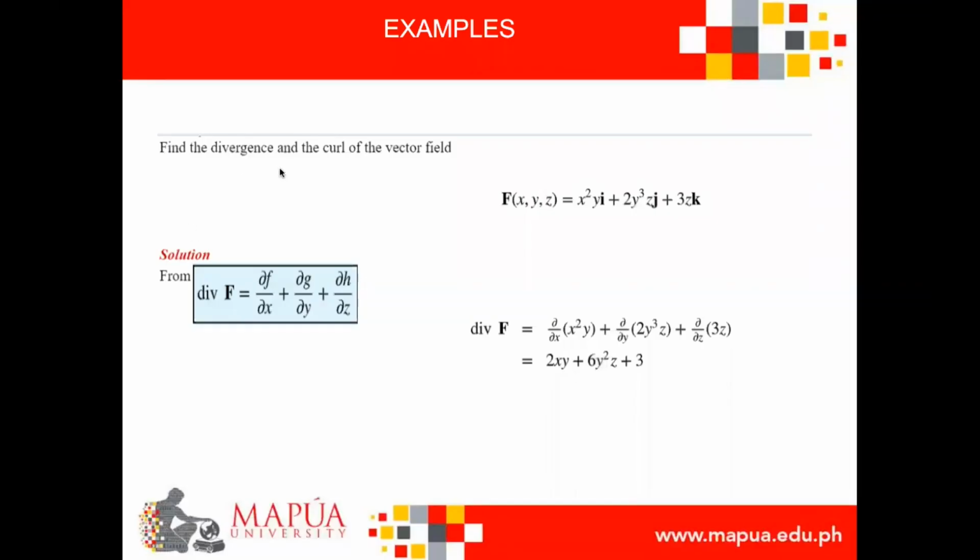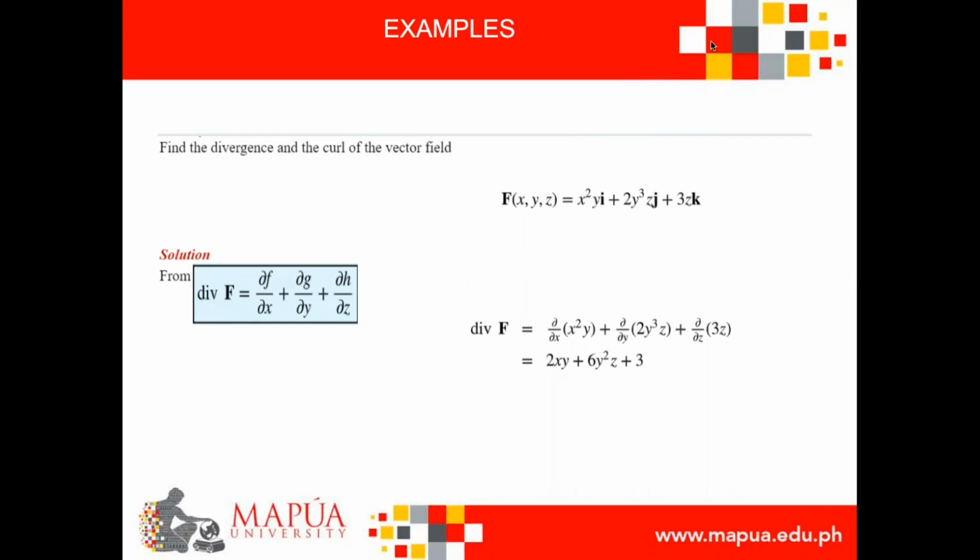Let us have the following examples. It says here, find the divergence and the curl of the vector field. So this is the given vector field: F of x, y, z equals x squared y i plus 2y cubed z j plus 3z k. Solving now for the divergence and curl of the vector field, starting with divergence.